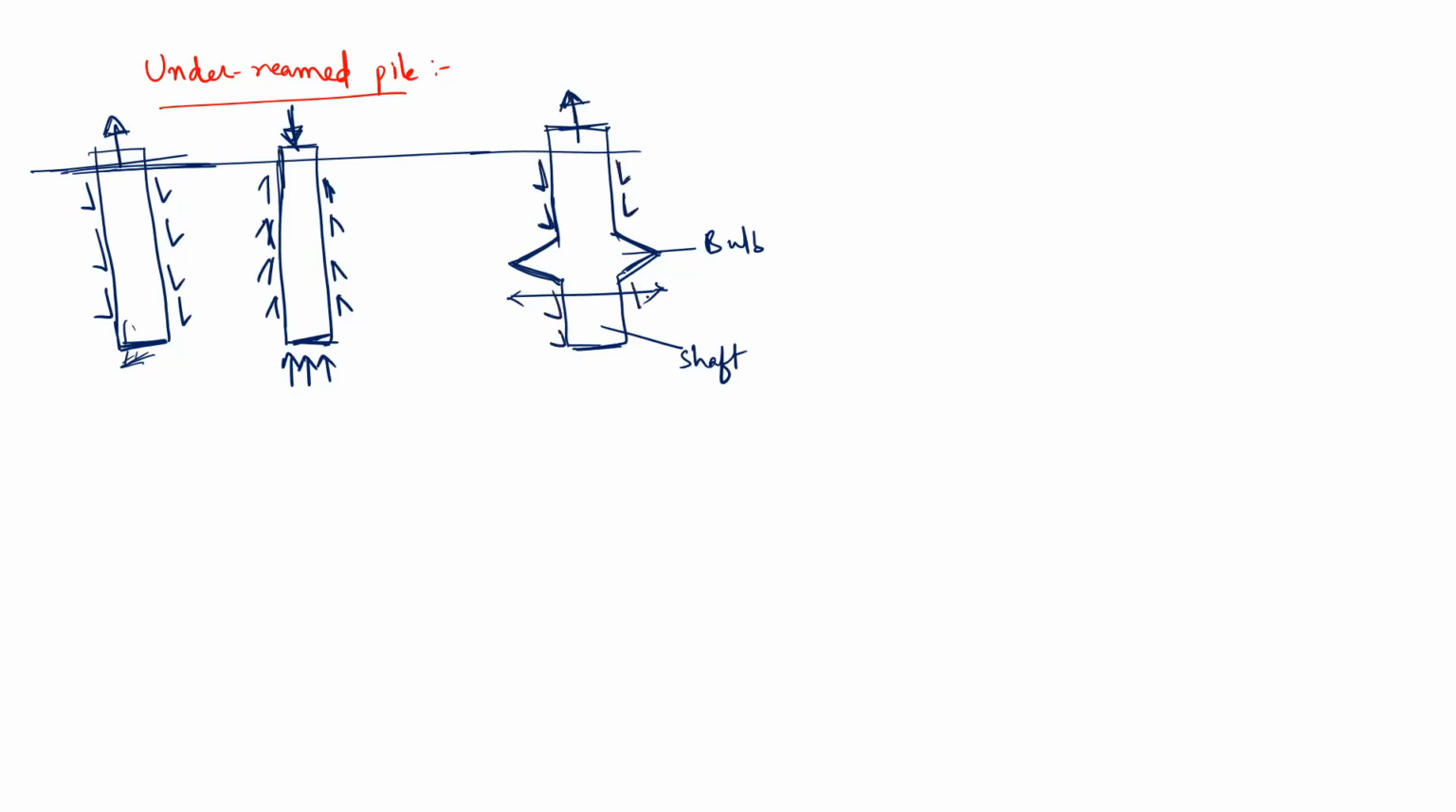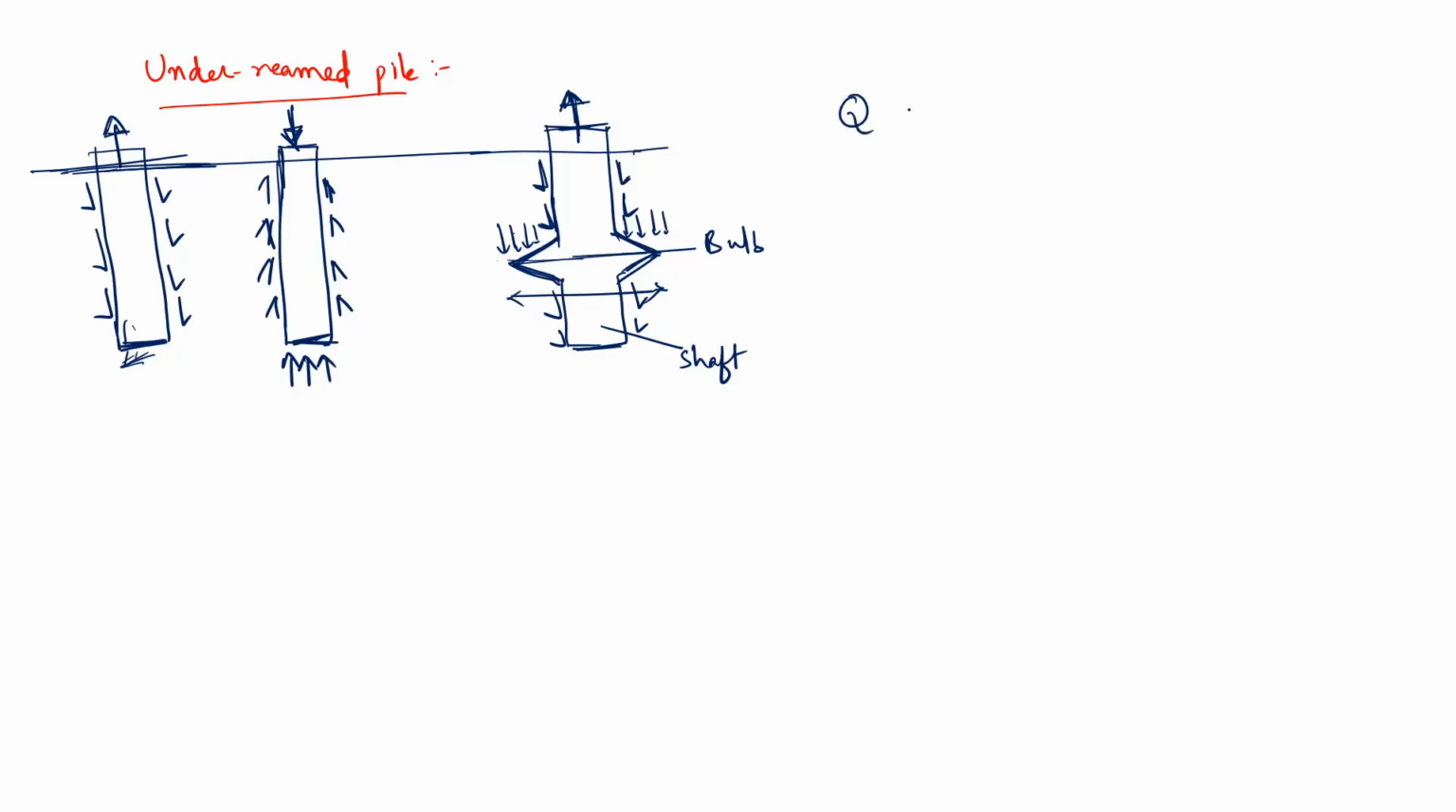Now, when you are pulling this, there will be bearing capacity on this bulb. Due to this bulb, there will be bearing capacity throughout this, right? It is giving downward force when you're trying to pull this up. So that's where these underreamed piles are useful.